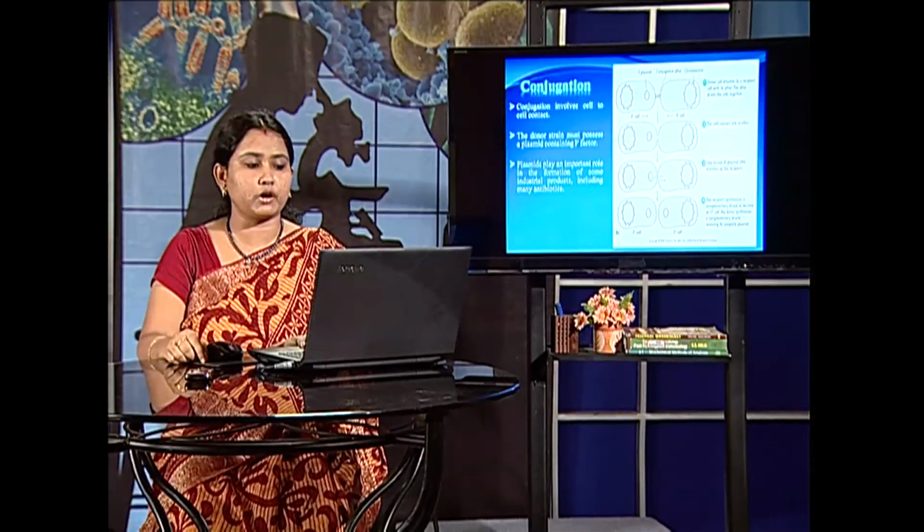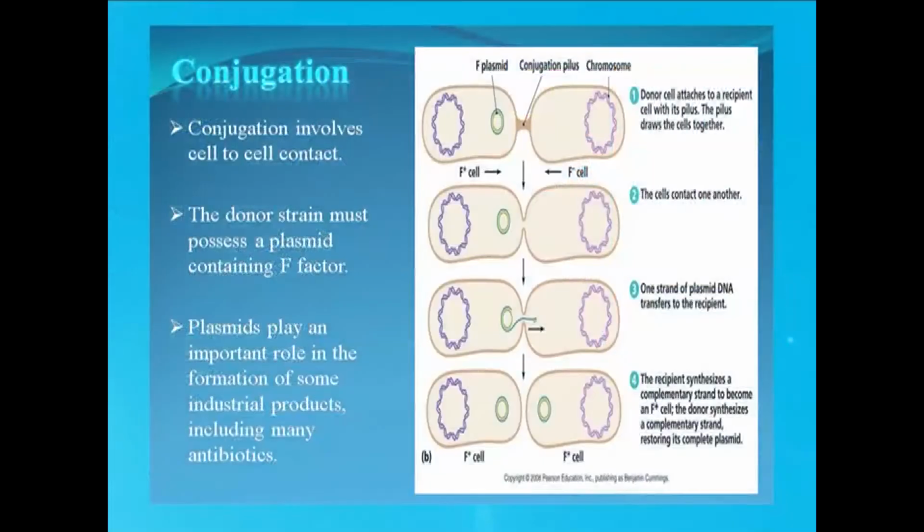Next we move on to conjugation. Conjugation is a process of DNA transfer from one cell to another via cell-to-cell contact. A donor cell having the F plasmid transfers a copy of it into the recipient cell, and then both the cells become F plus cells. This is how conjugation occurs.